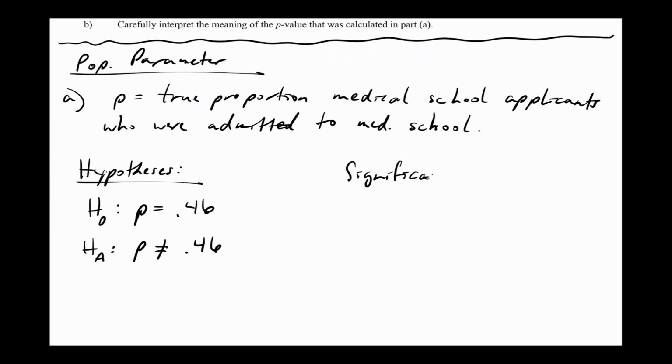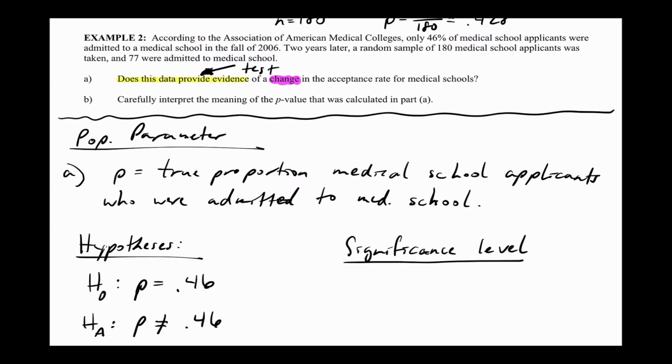Significance level. They don't specifically give us a significance level, so we're just going to use the default, which is 5%.